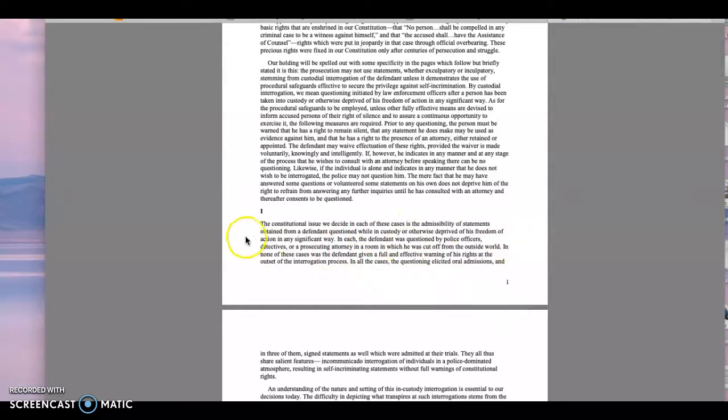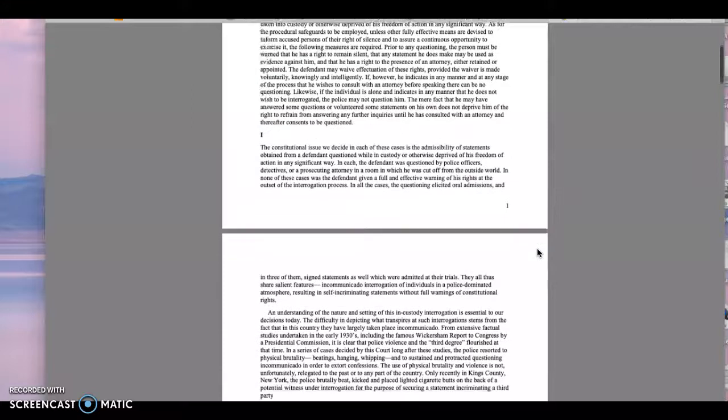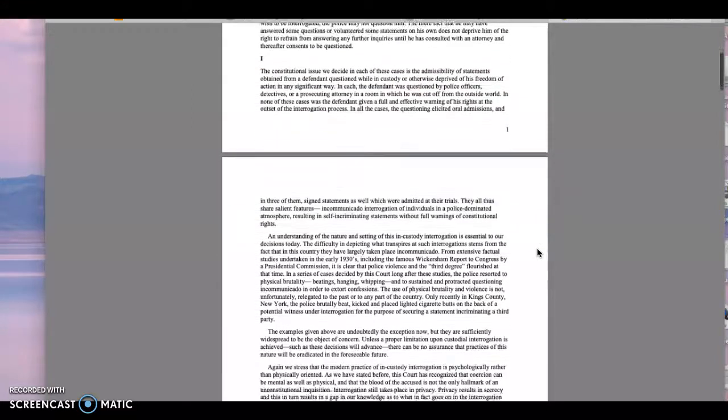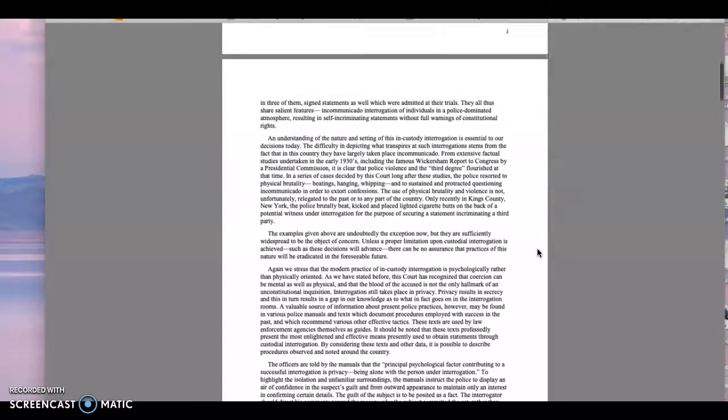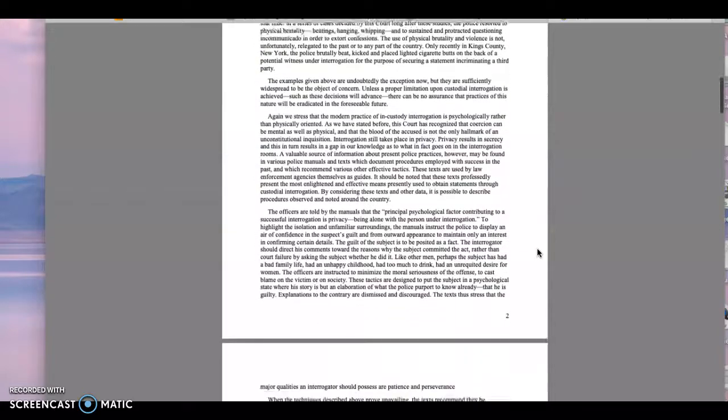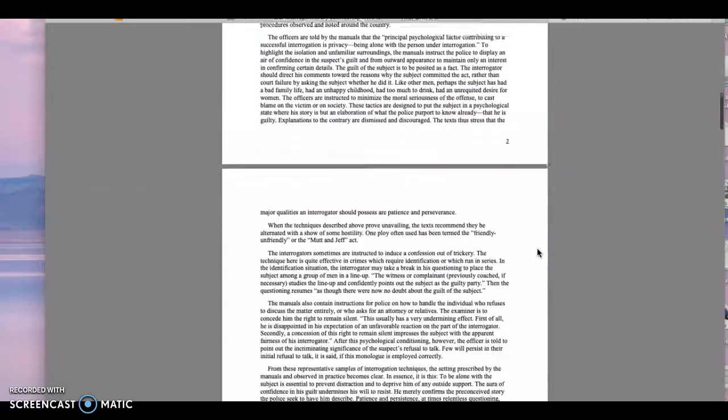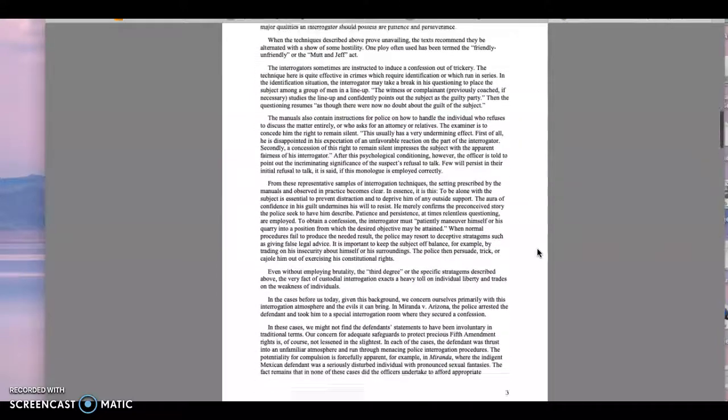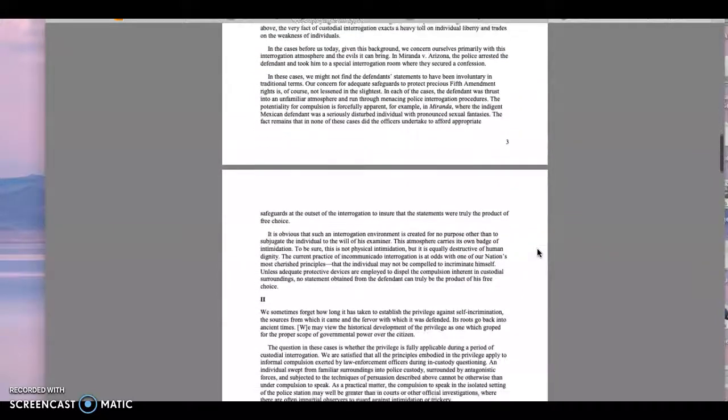Let's say the constitutional issue that we decide in each of these cases is the admissibility of statements obtained from a defendant questioned while in custody or otherwise deprived of his freedom in any significant way. That is the question that the court is going to answer, right? Then the court goes through the facts and what happened in the case and in the lower courts. And then they get into the argument and their reasoning, right?